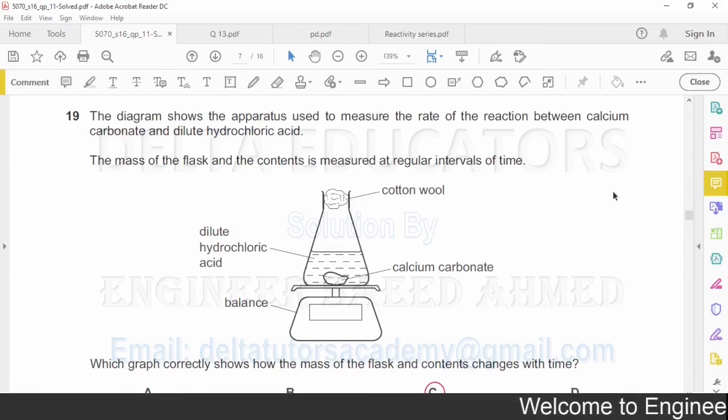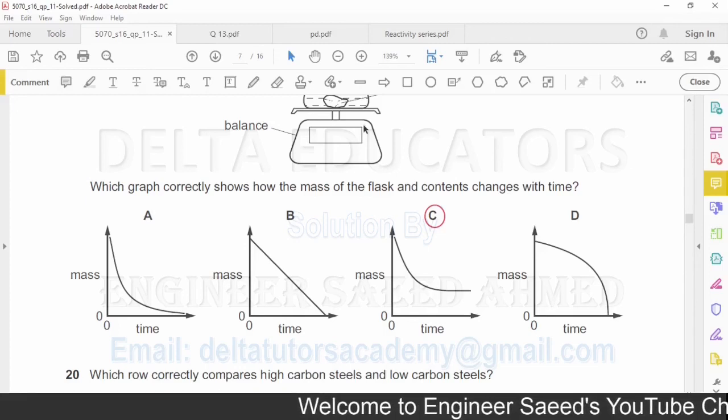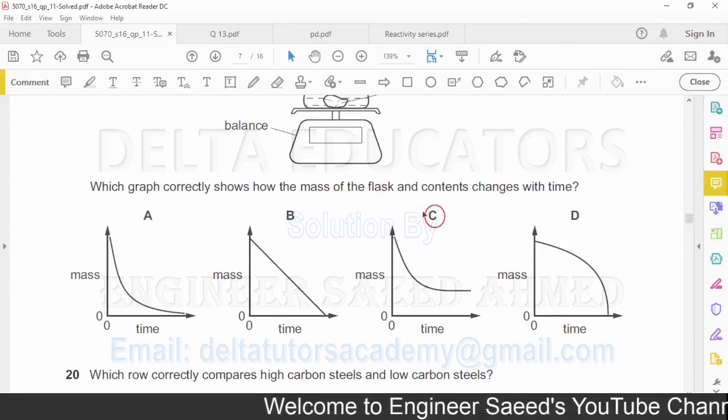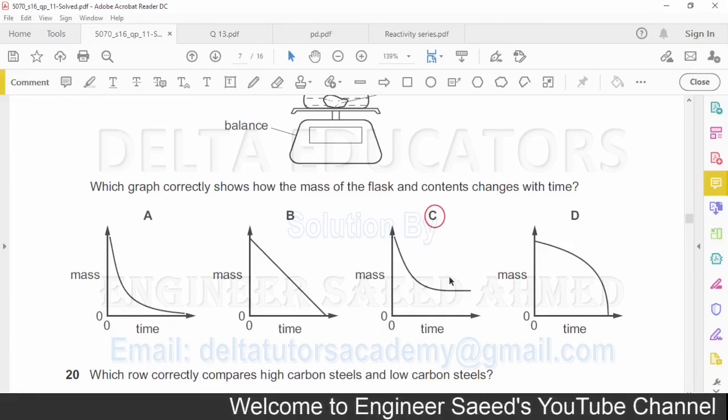Now we check the options. Here we have 4 graphs. In options A, B and D, we are looking that after the passage of time, the mass is 0. Here the mass is 0, here mass is 0, here mass is 0. And it is already discussed that even after the completion of the reaction, the mass will not be 0. And mass not being 0 is shown only in option C. So here correct option C.